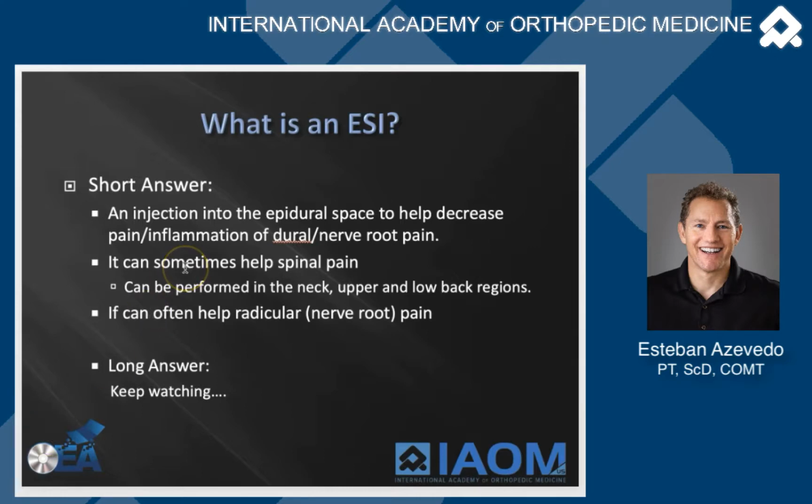The epidurals sometimes help back pain or neck pain, depending on where they perform them. It can be performed in the neck, upper back, or low back. It often helps your radicular pain, so if it's from the neck, your arm pain, or from the low back, the leg pain, better than it does the neck or low back pain. So when it projects from the neck to the arm, that's called radicular pain, and from the back to the leg, it's called radicular pain or nerve root pain. And the epidurals seem to work best for that kind of pain.